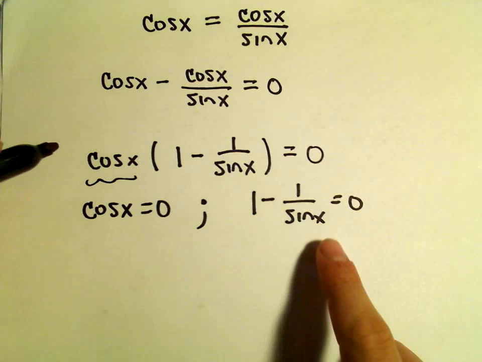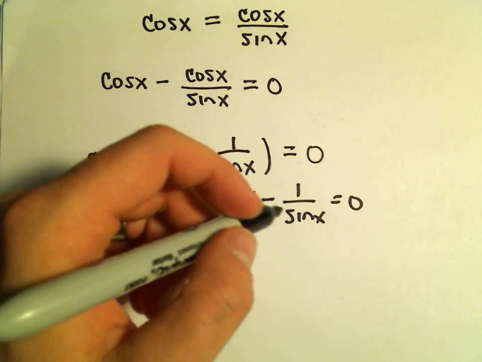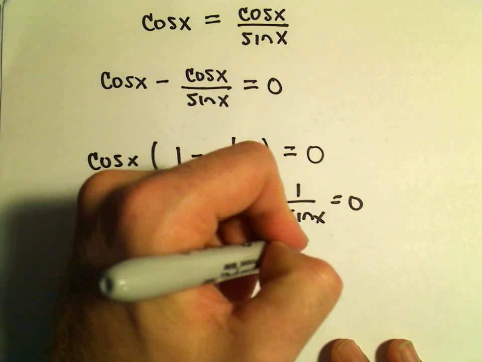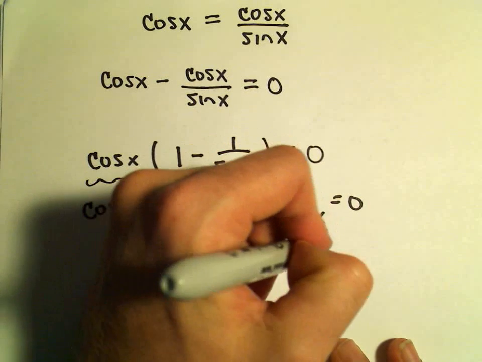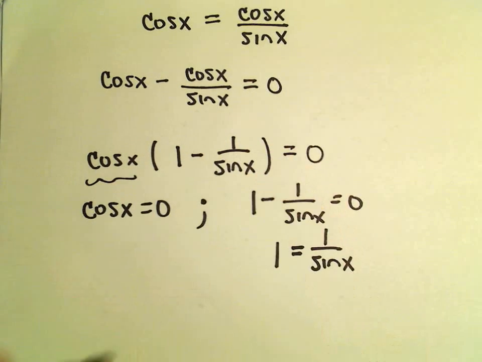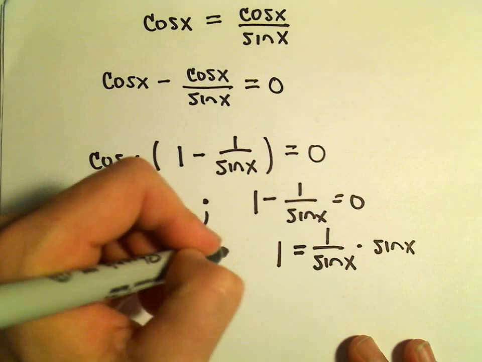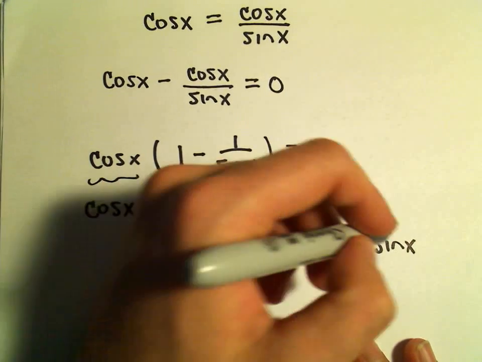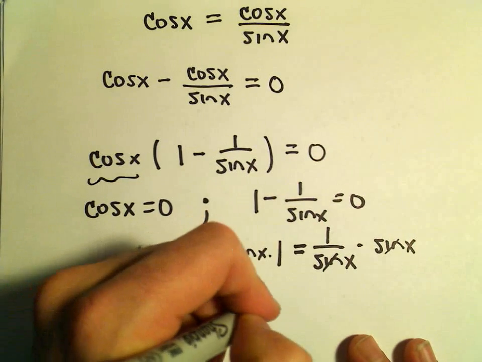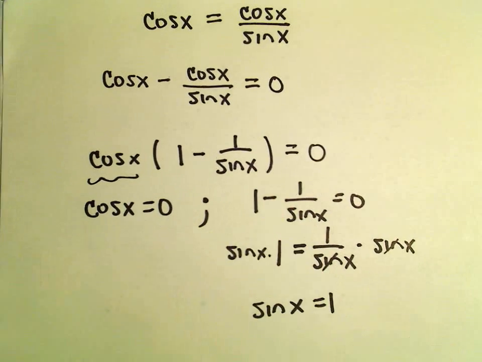And well, maybe it's pretty clear what sine x would have to be. We can certainly add it over. We can add the 1 over sine x. And then what I'm going to do is simply multiply both sides by sine x. So they'll cancel on the right, and we'll be left simply with sine x equals 1.